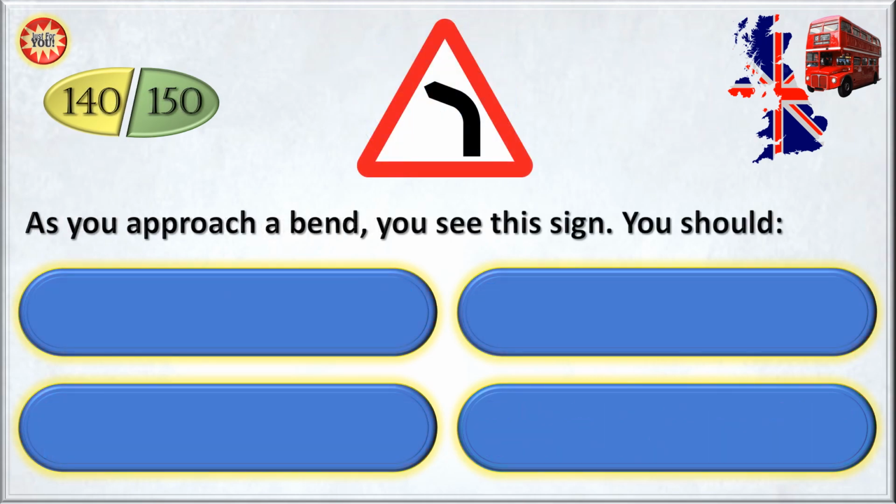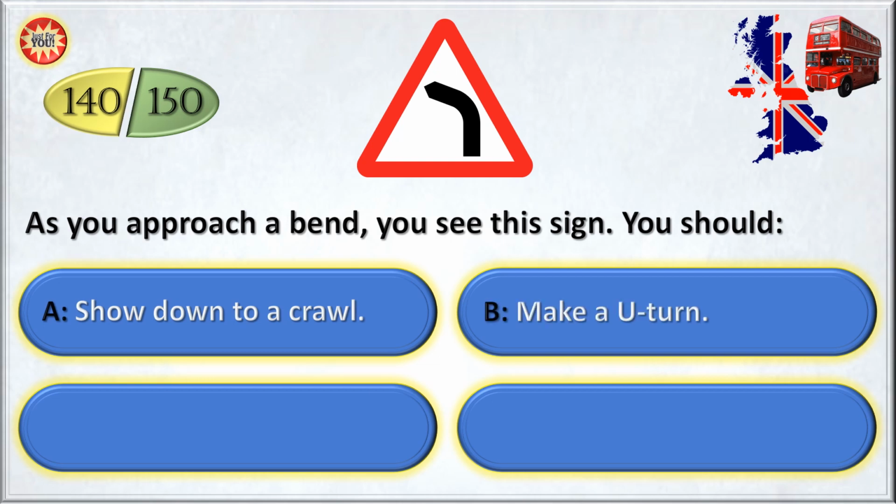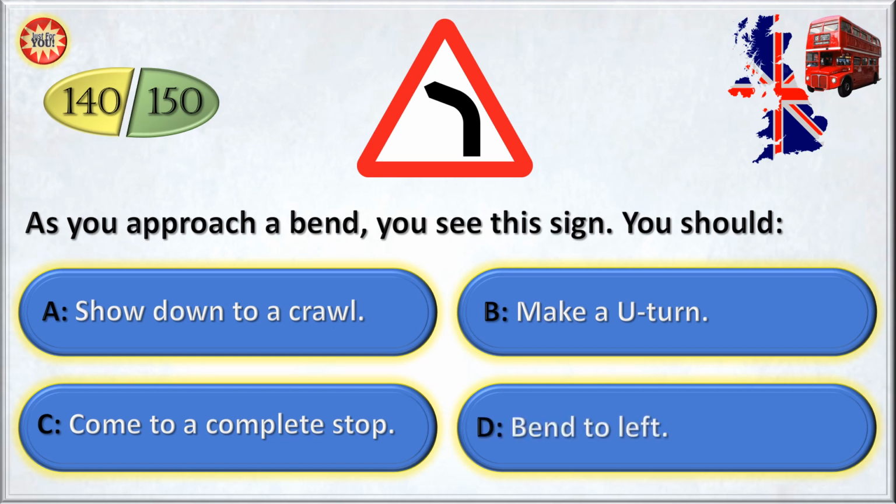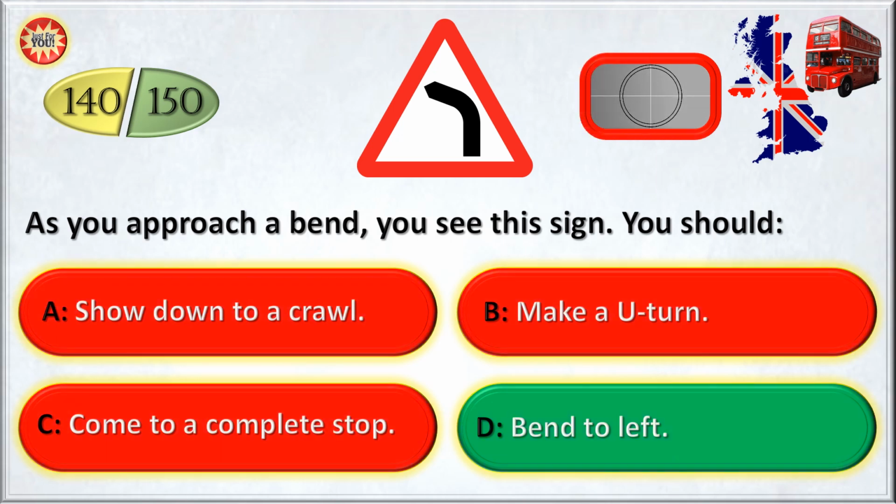As you approach a bend, you see this sign. You should slow down to a crawl. Make a U-turn. Come to a complete stop. Bend to left. Bend to left.